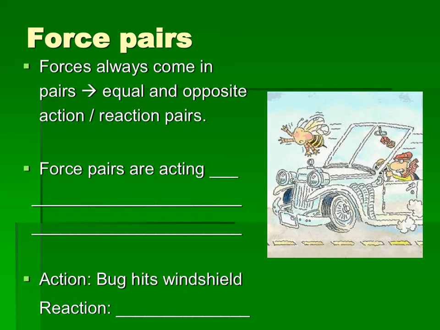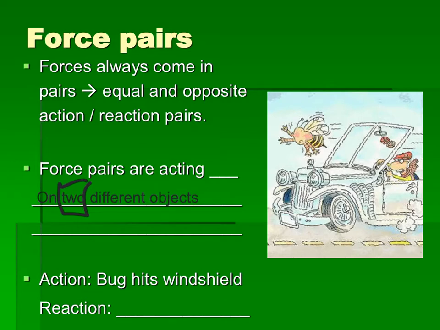So another way to look at this is that forces always occur in pairs. That is, for any individual force, there is an equal and opposite action or reaction pair. So force pairs are always acting on two different objects. Exactly two. Not one, not three. They're always acting on two different objects.